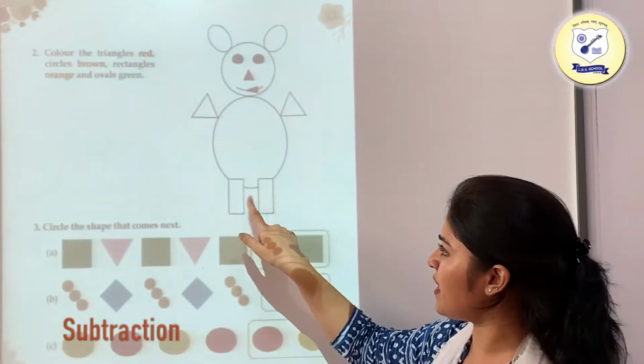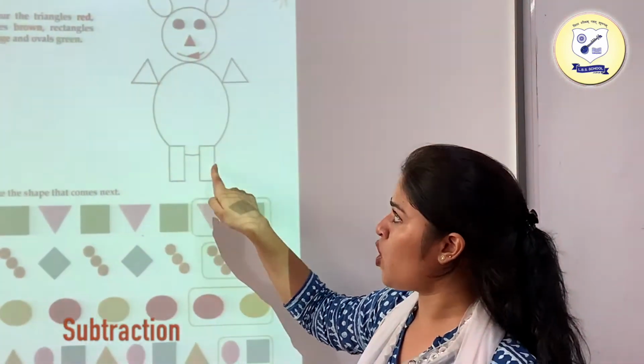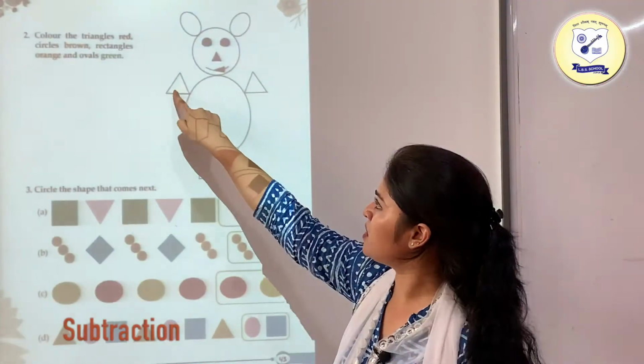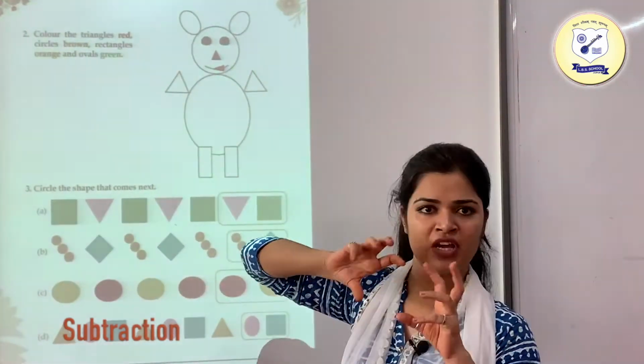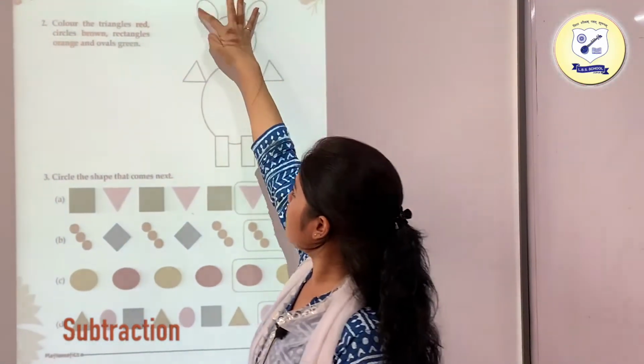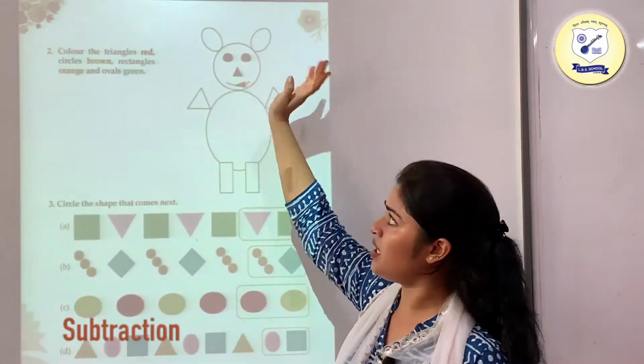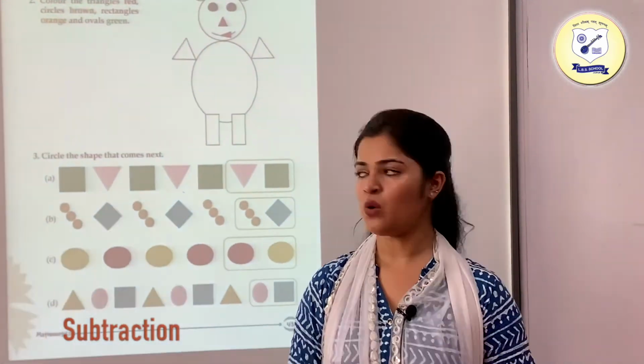You can see that these are rectangles, so we are just going to put orange color into it. This is your oval, so put green color into it. This is your triangle, so we are going to put red color into it. This is again your oval, so we are going to put green color into it. This is your circle, which is going to be brown in color.